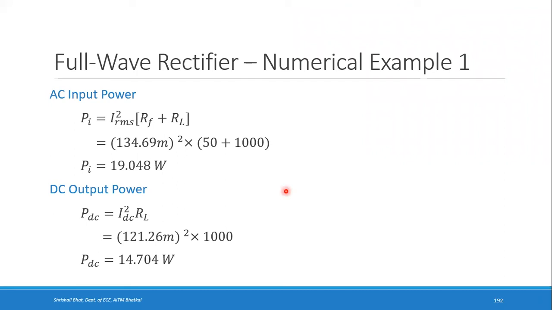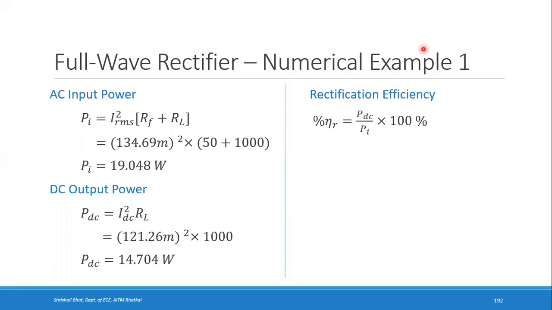So how to find efficiency now? Efficiency is PDC divided by PI into 100% in terms of percentage. PDC divided by PI into 100%. PDC is 14.704, PI is 19.048. What do you get? 77.19 exactly. You get 77.19 percentage. That's the efficiency of this full wave rectifier.